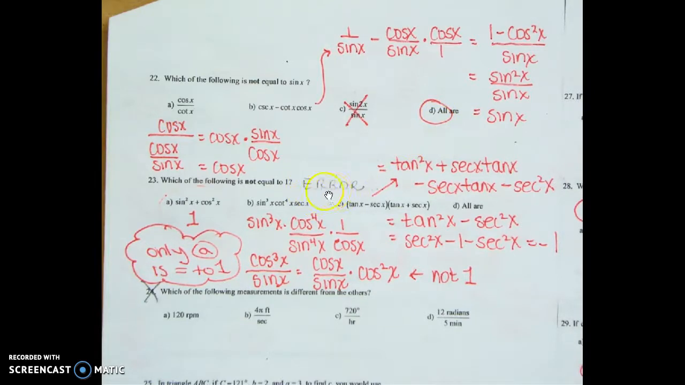And then there was an error on this one. I simplified all of these expressions. A is the only one that's equal to 1, but neither B nor C is equal to the number 1.